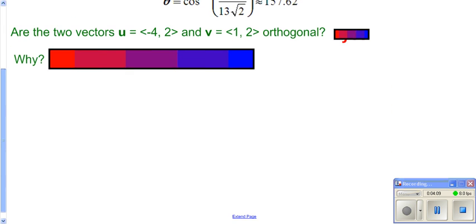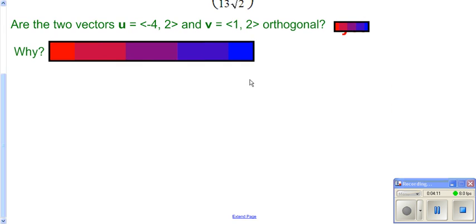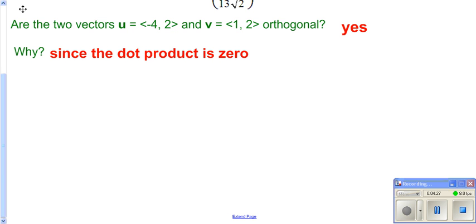Are these two vectors orthogonal? Well, remember, for vectors to be orthogonal, the dot product has to be 0. When you do your dot product, multiplying your x's, you get negative 4, multiplying your y's, you get 4, and that adds together to give you 0. So yes, they are orthogonal because our dot product is 0.